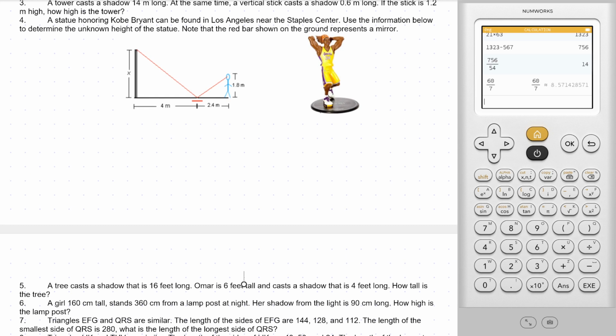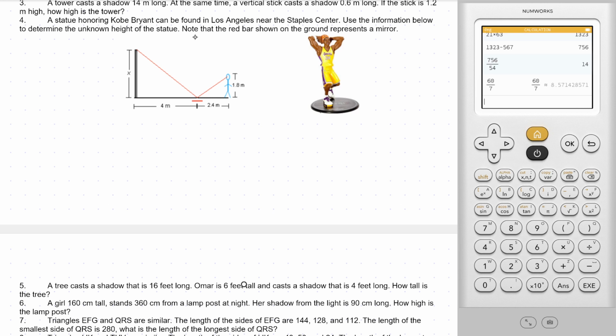Number 4 says a statue honoring Kobe Bryant can be found in Los Angeles, outside the Staples Center. I assume it is. I've never actually been there, but let's assume that this is true. Not that it matters. It doesn't change the problem.